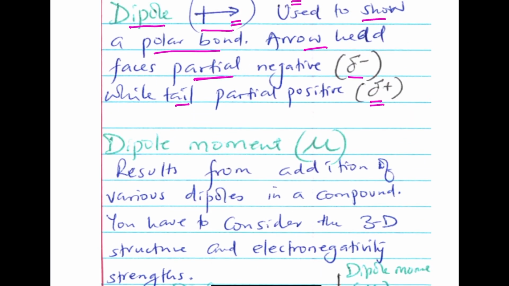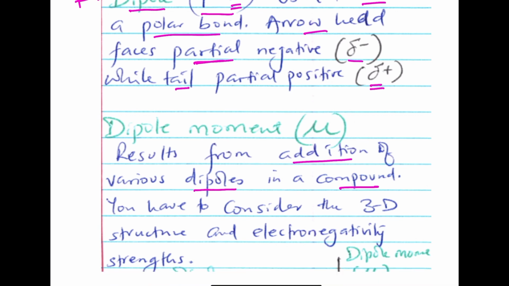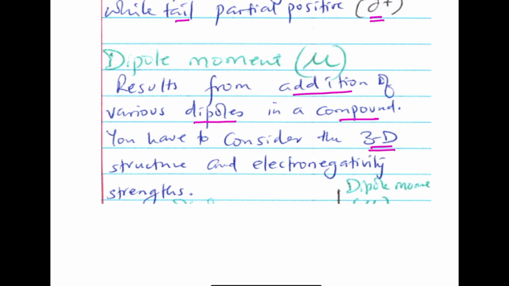Dipole moment. Now, you should not confuse these two. A dipole is just an arrow showing the polarity of the bond. A dipole moment, on the other hand, is a result of addition of various dipoles in a compound. So in other words, you take all the dipoles present in a molecule and you add them up. If the net dipole is 0, then we say the molecule is not polar. If the net dipole is not 0, then you have a dipole moment which is not 0, and therefore we say the molecule is polar. So you have to consider the 3D shape of that molecule.